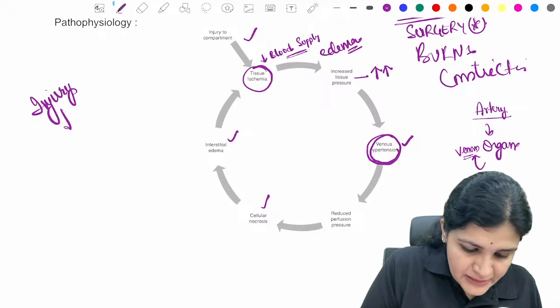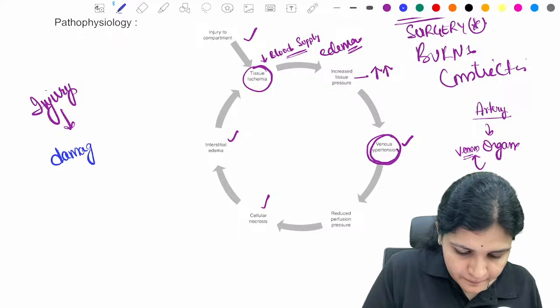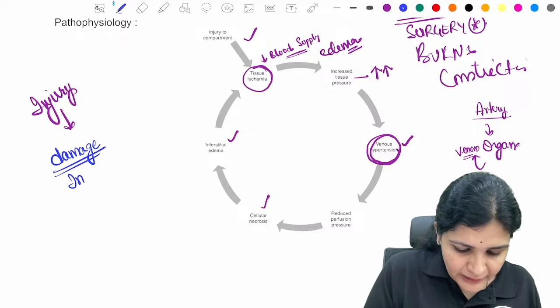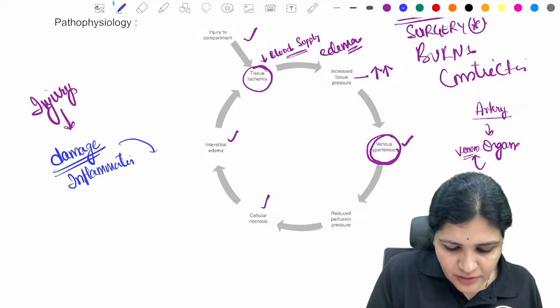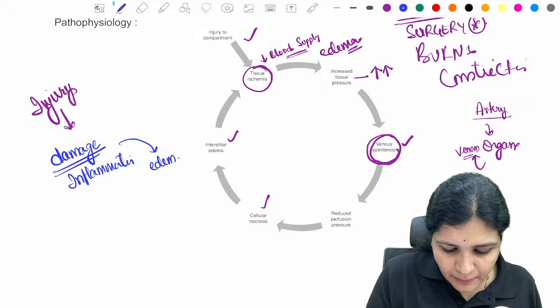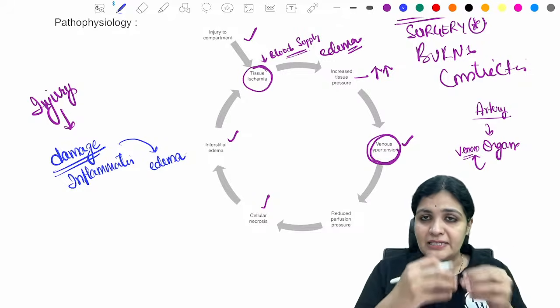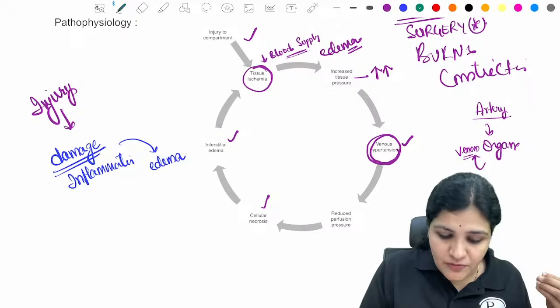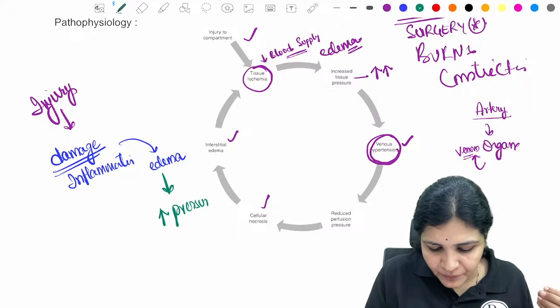So whenever there is an injury, what will happen? This injury will result in damage. You can call this inflammation or something. So this inflammation will result in what? It will result in edema. That means the fluid is not going into the artery, it is getting accumulated. Whenever there is fluid accumulation, there will be an increase in the pressure, right?